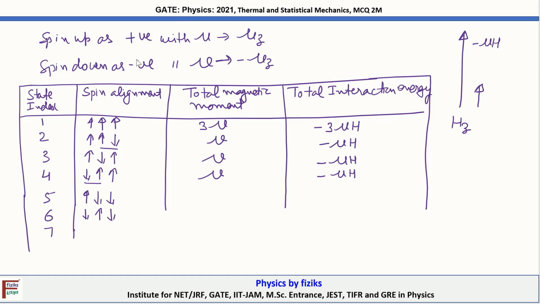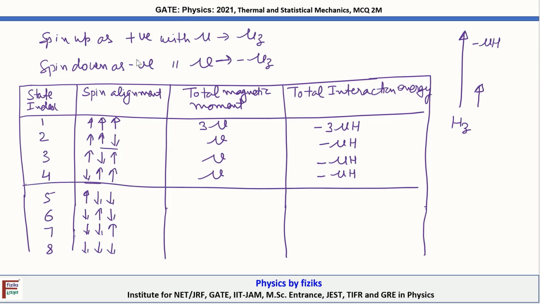And the seventh possibility is down, down, up. Okay, the eighth is that all spins are pointing in the direction opposite to the applied field. Okay, so now we can write the corresponding net magnetic moment. I'm just drawing a line so that I can write it properly. Okay, the net magnetic moment in this case will be how much?